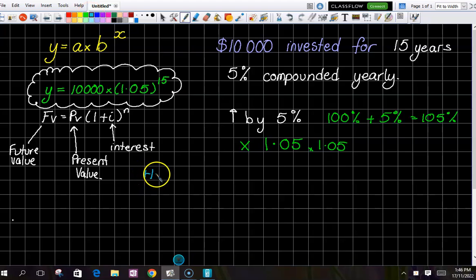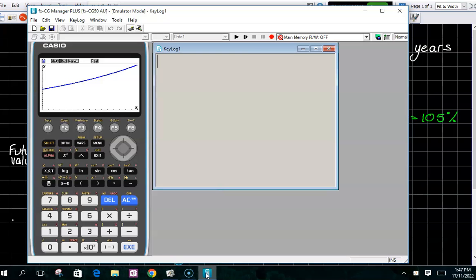So how much will we have in the bank after 15 years? So how do we do it? G-Solve, more, Y-Calc, 15. So simple, 20,789. Not bad.